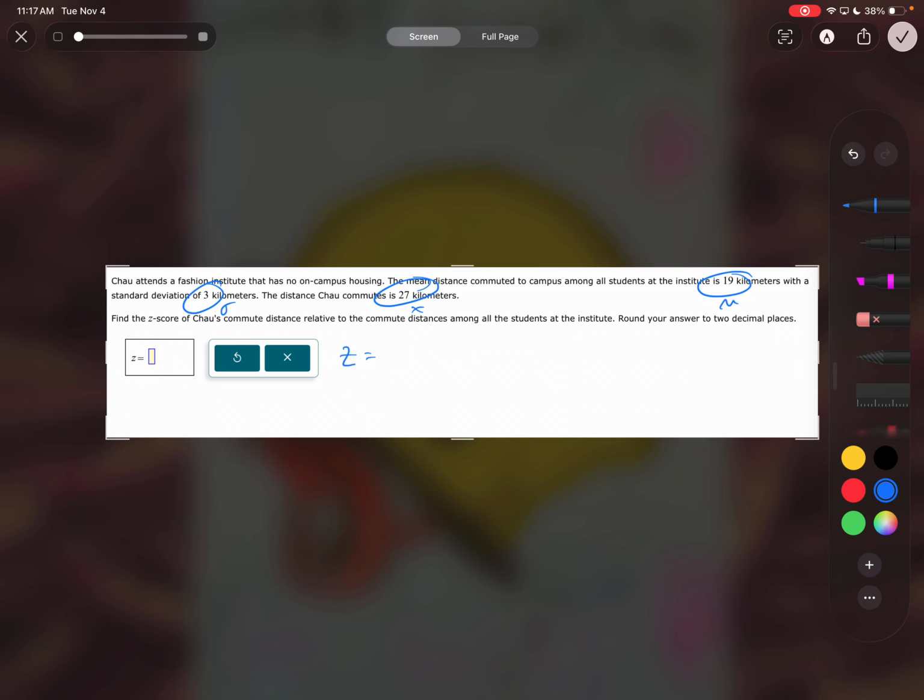So again, the formula I'm using is x minus the mean divided by the standard deviation. I don't make you memorize formulas, but you might as well memorize this one because you will use it a lot. Data value minus the mean divided by the standard deviation, okay? So we are going to find the z-score. We do Chow's distance minus the average distance. That tells us how far we are from the mean, okay? And then we divide it by the standard deviation.